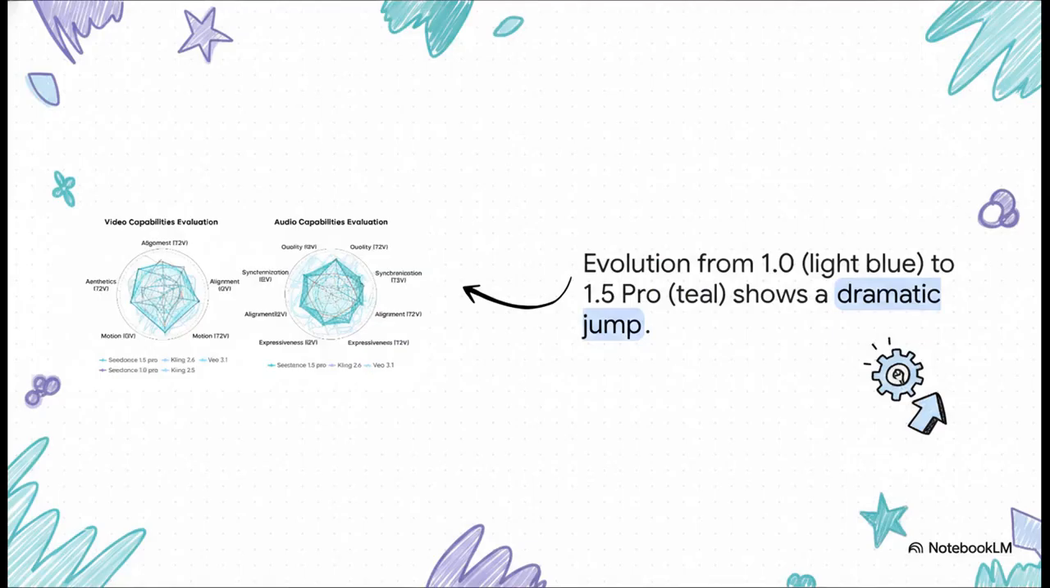This chart just shows the jump perfectly. That light blue shape, that was the performance of the first version. And that much bigger teal shape, that's the new 1.5 Pro. You can literally see a massive expansion in every direction. The aesthetics, the quality of the motion, how well it follows your prompt. The model didn't just get a little better, it basically got a whole new creative playbook.